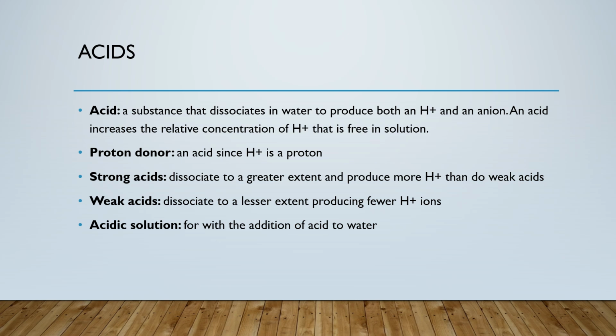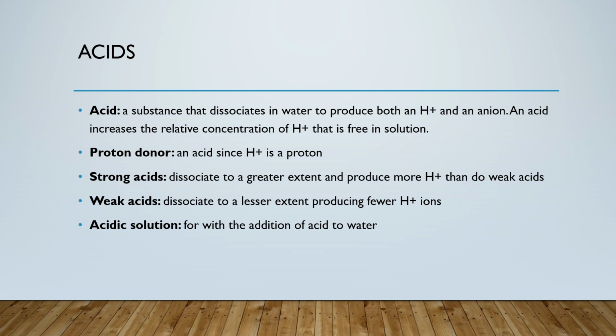An acid is a substance that dissociates in water to produce hydrogen ions, also called protons, and anions, which are negatively charged ions. This increases the concentration of free hydrogen ions in a solution. A proton donor is another term for an acid, since the hydrogen ion is essentially a proton that acids donate.